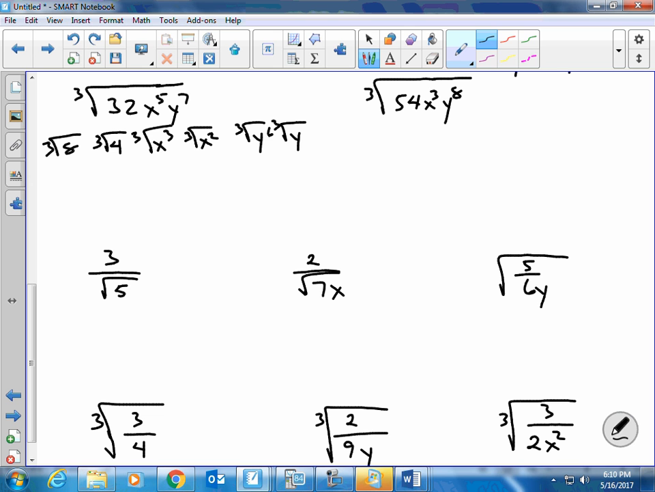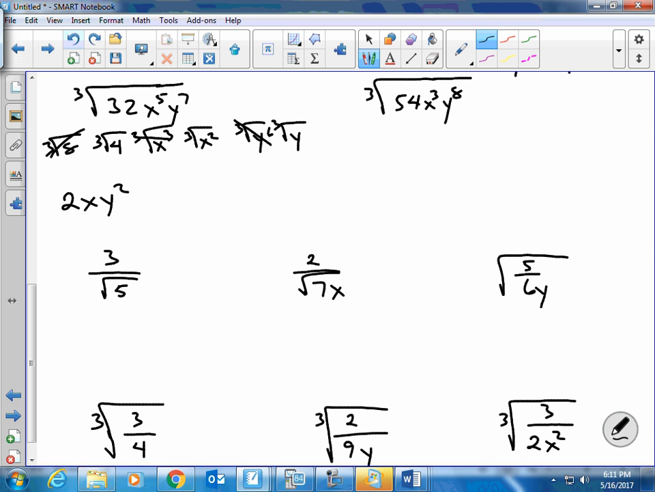All right, evaluate the ones that are perfect cubes. Cube root of 8, 2. Cube root of x cubed, x. Cube root of y to the sixth. Now we're dividing by 3. Whoops. And I get y squared.